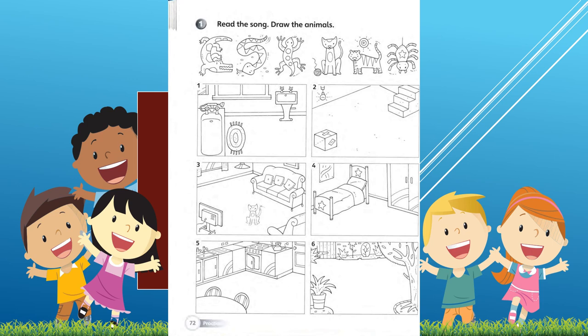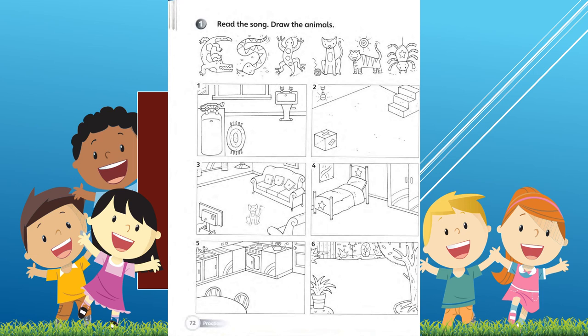For that one, in page 72, you will read the song and draw the animals in every one of the pictures that are drawn and numbered here. Do you see the animals? The crocodile, the snake, the lizard, the cat, the tiger, and the spider. And do you also see the rooms? Please draw that in your free time.